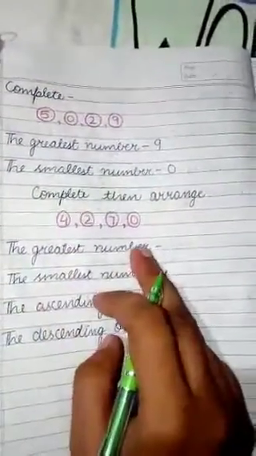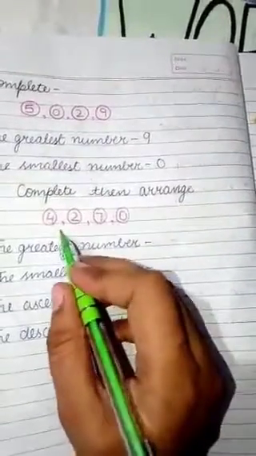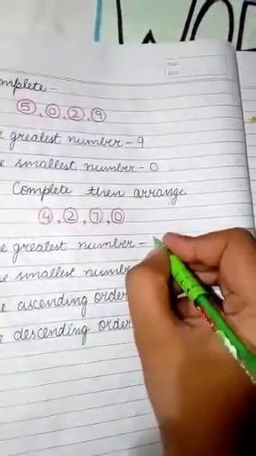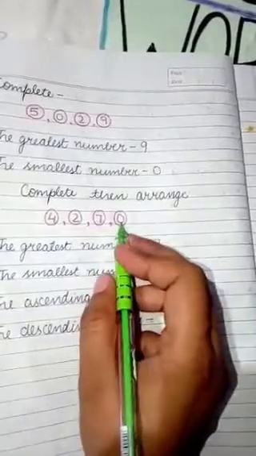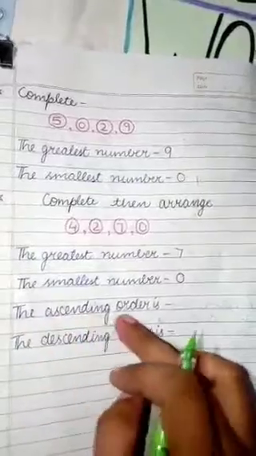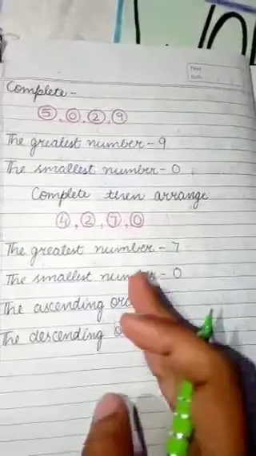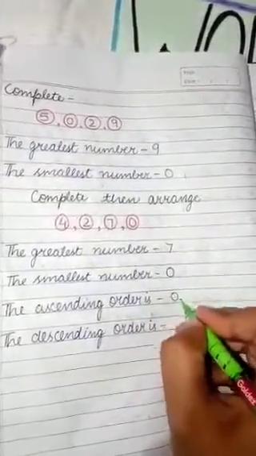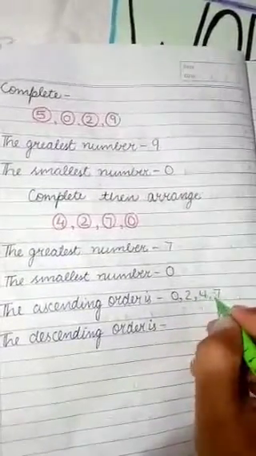The greatest number. Here we also have to find out the greatest number. 4270. 4? No. 2? No. 7? Yes, 7 is the greatest number. The smallest number, same, 0. The ascending order. Here they are saying we have to arrange the numbers in ascending order. Smallest number, 0, and after that 2, then 4, then 7.